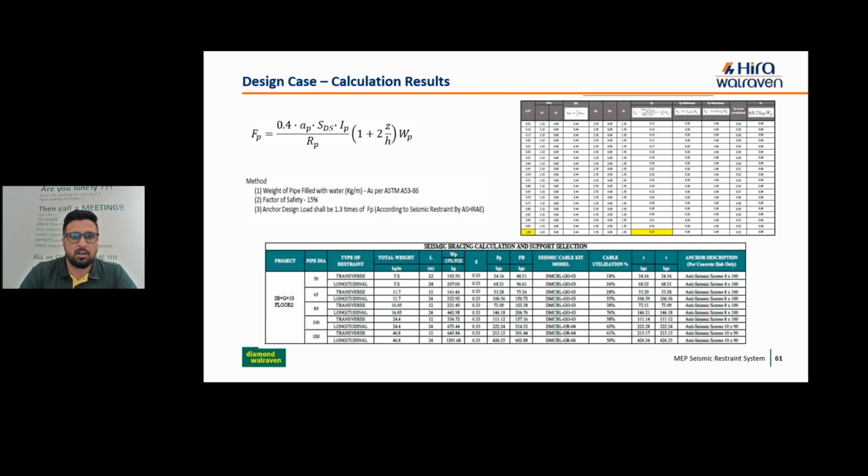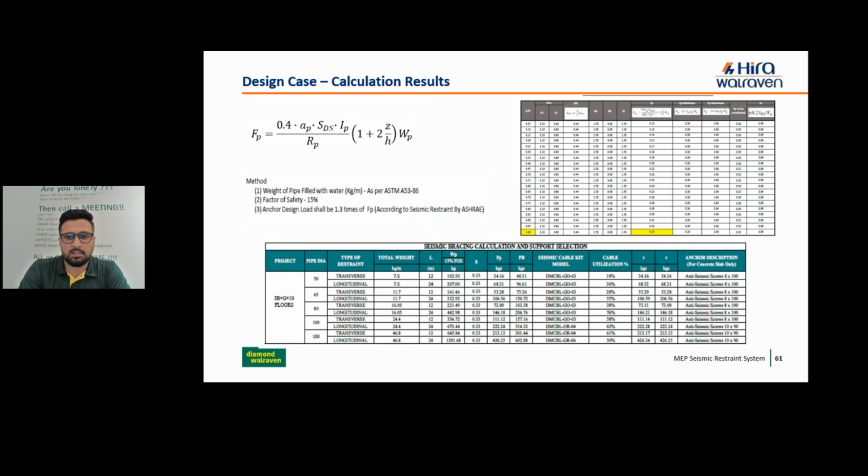Here we have the computation formats showing how we calculate the seismic force. You can see this in the chart below. We have the type of restraints, transverse and longitudinal, and pipe sizes. Based on pipe sizes, we have a certain weight in kilograms per meter, and then a factor of safety. After that, we have G, which is basically the seismic force factor, and it is multiplied by the total load to give you the seismic force.